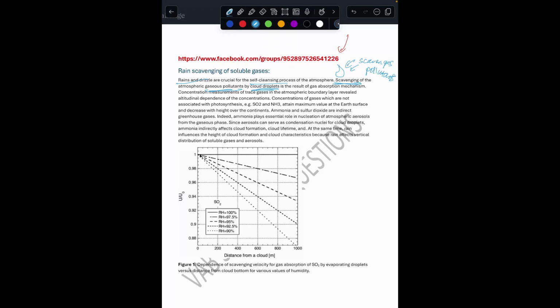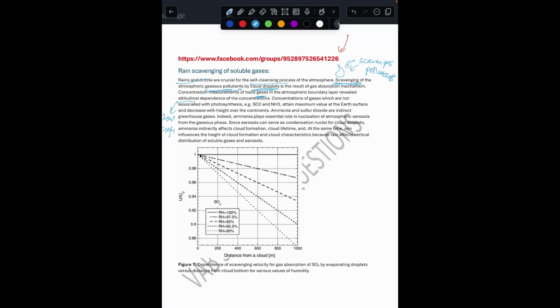Concentration measurements of trace gases in the atmospheric boundary layer revealed altitudinal dependence of the concentrations. Okay, so concentrations of, you can ignore trace gases, just think of gases in the atmospheric boundary layer revealed altitudinal, that relates to how high you are. Dependence of the concentrations. So when they measured the amount of gas, it relates to how high up above the ground you are. That's what I can understand from this sentence, roughly.